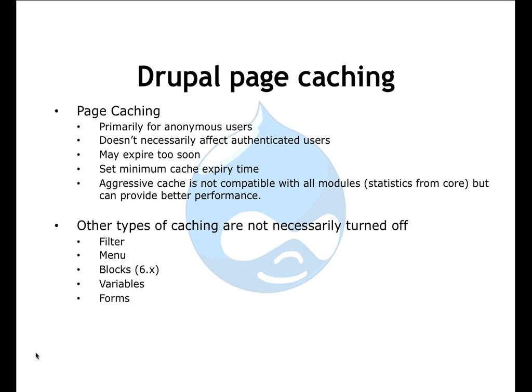If you're using page caching, it's very good for your anonymous users. It doesn't necessarily affect your authenticated users, but you can also set the minimum cache expiry time. So you can have a page be fresh for an hour, for 5 minutes, or for eternity. And you can also turn on aggressive caching in Drupal. While it's not compatible with all the modules, for example, it's not compatible with the statistics module, it can provide better performance. Other types of caching that are not necessarily turned off include the filter, the menu, blocks, and forms.